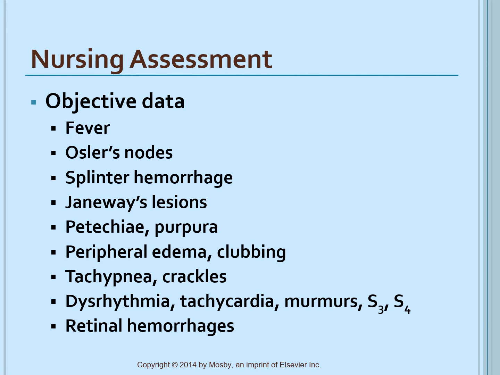And then the rest of the bullets, because the retinal hemorrhages are those Roth spots, but the three bullets for the peripheral edema down to the dysrhythmias would be from our valve dysfunction, and then possibly because we have valve dysfunction causing some degree of heart failure. So those symptoms are related to that.